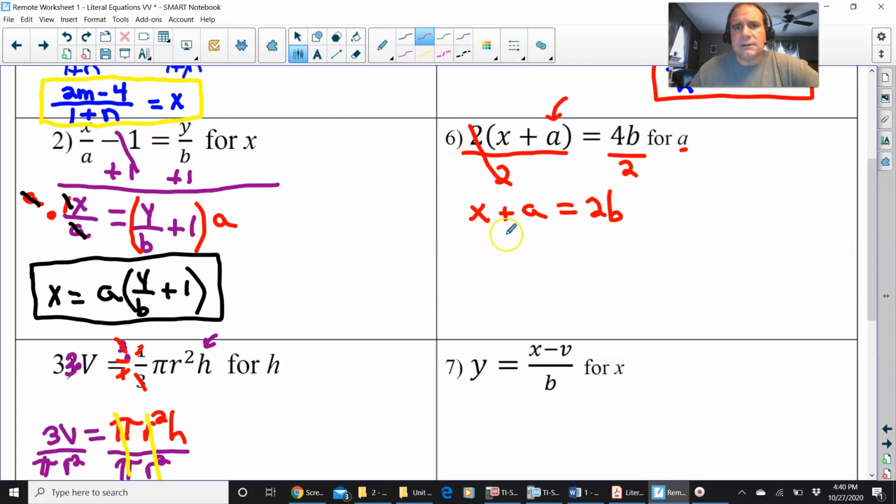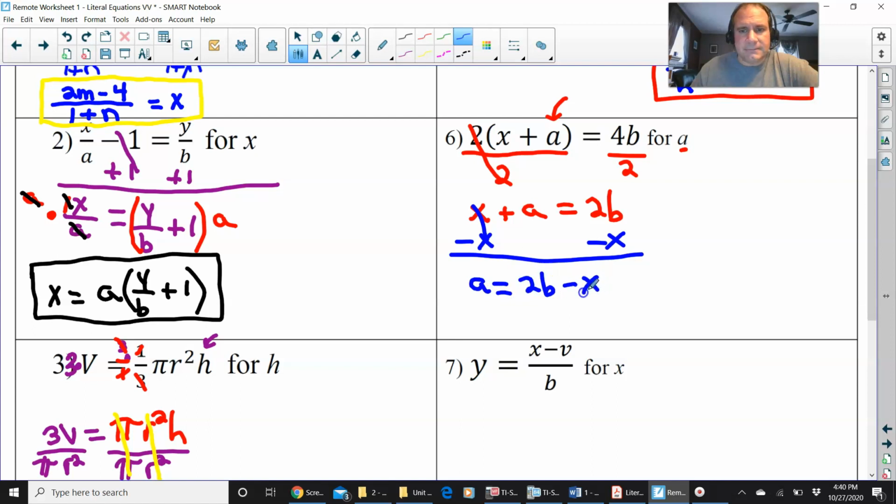That's it. Now, if I wanted to go ahead and see if I could solve for a, all I have to do is minus x on both sides. Cancel. A equals 2b minus x. Problem looked difficult, but it's not. It's not always going to be that you distribute all the time. Could you have done this with distributive property? Yes. But it's much faster this way. Dividing, getting rid of that 2 is definitely the way to go.